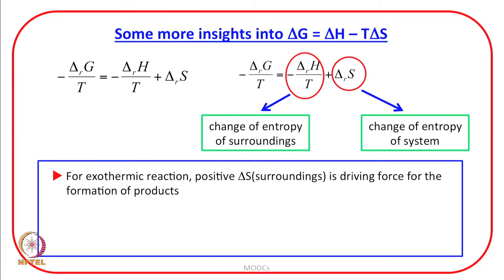The positive delta S surroundings, which we identified as the major driving force for the formation of products, goes down as temperature is increased, since temperature comes in the denominator. Therefore, the equilibrium should shift in the opposite direction. That means the value of the equilibrium constant must go down.